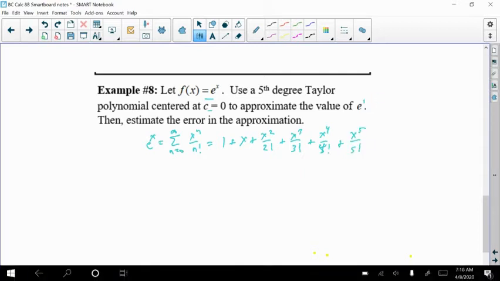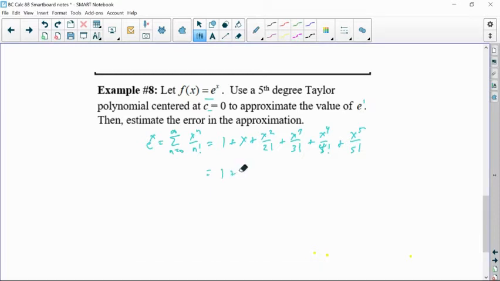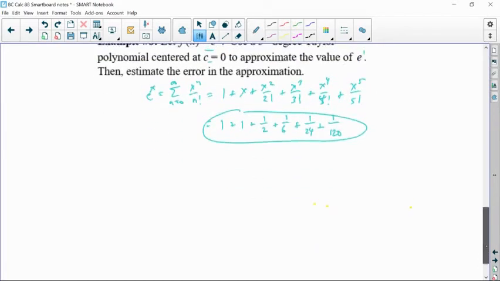And in this case, we're letting x be 1, so then that would be 1 plus 1 plus 1 over 2 plus 1 over 3 factorial, which is 6, plus 1 over 4 factorial, which is 24, plus 1 over 5 factorial, which is 120. So there is an approximation of e. And it's kind of a cool way to define e, another way to define e. And obviously the higher degree of your polynomial, the more accurate you're going to get for that particular approximation.